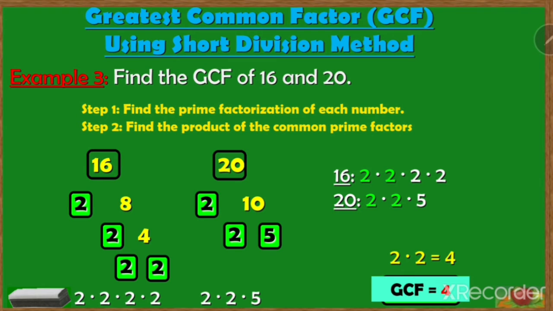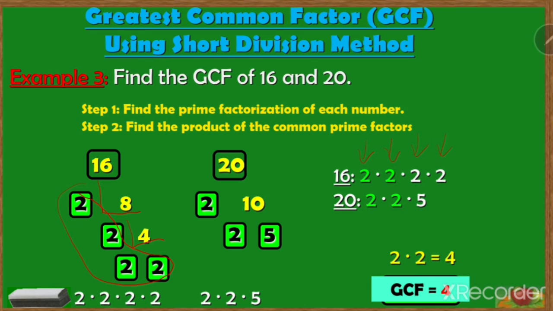This time, we're going to solve the greatest common factor using the short division method. I think we have learned this in our previous topic. So what are we going to do? You have to think of the prime factors of the given number. For example, we have 16. 16 divided by 2 is 8, right? 8 divided by 2 is 4. 4 divided by 2 is 2. We stop there because we aim to have only prime factors. So the factors of 16 are 2 times 2 times 2 times 2.